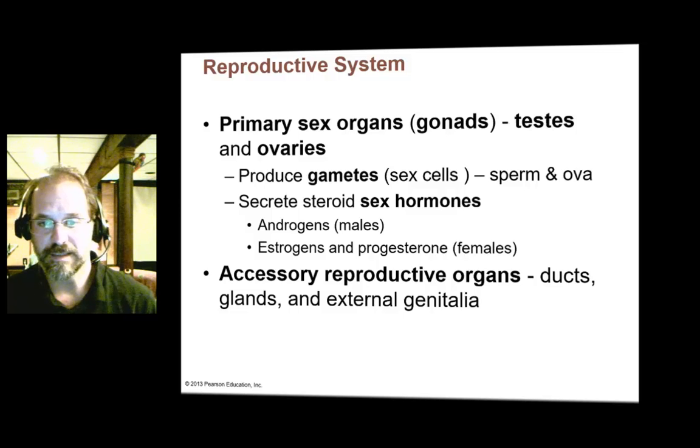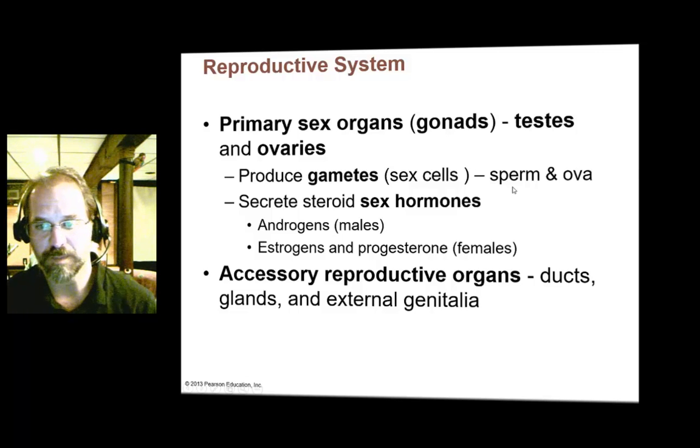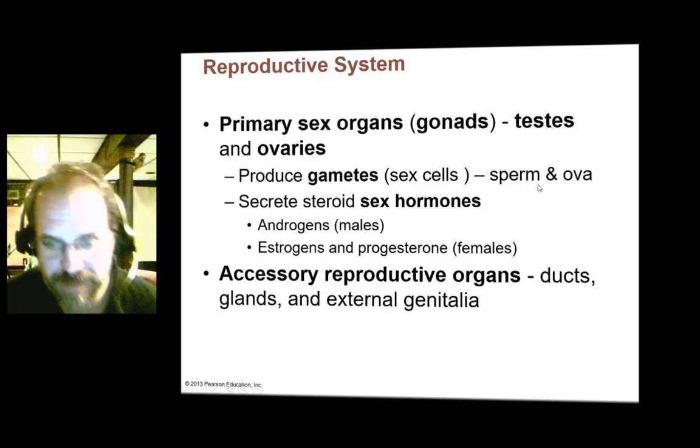The idea is that we have these supportive structures that generate what are called the sex cells, and sex cells are known as gametes. That's the term for both male and female sex cells. The male sex cell is a spermatozoa, or sperm, and the female sex cell is the ovum, or ova. You would know the ova as an egg. And these are very special cells.